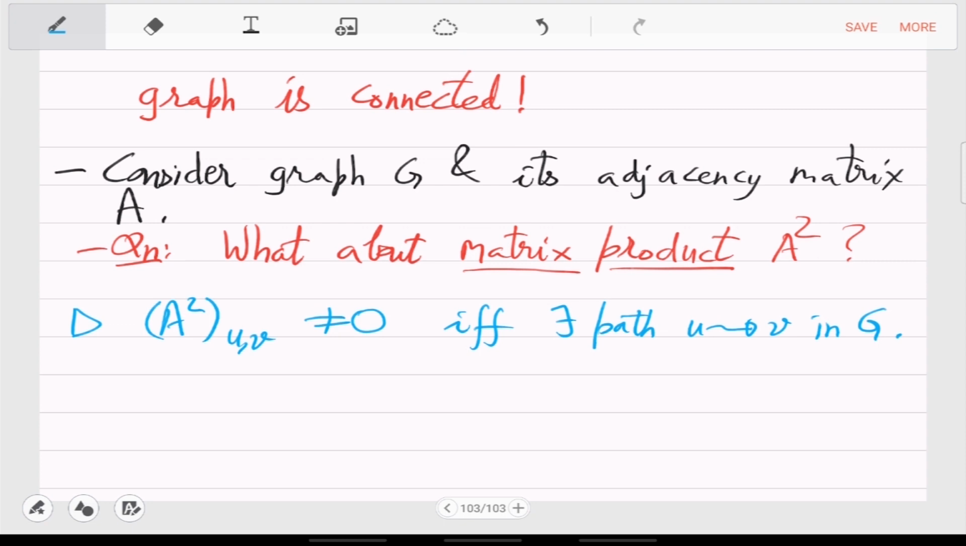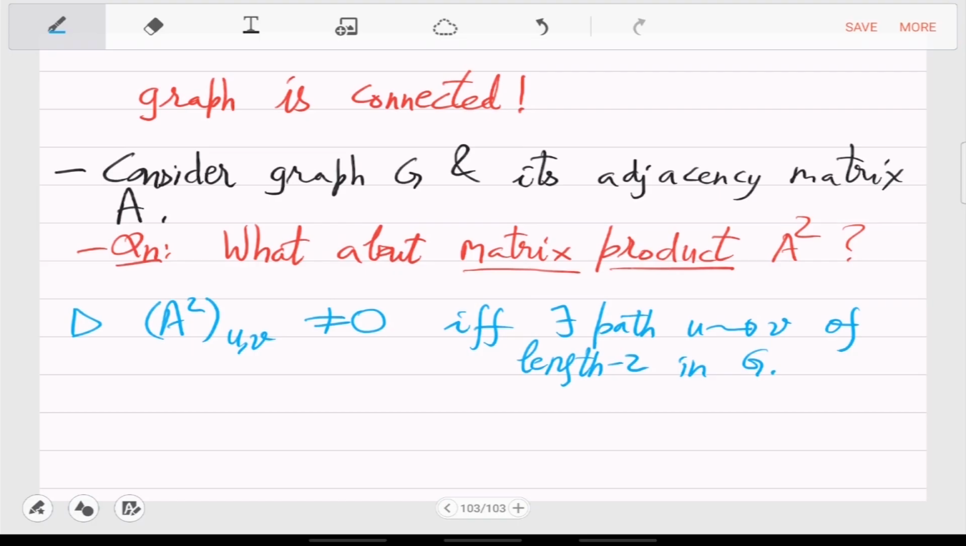U and V are isolated. U is equal to V. Yeah, if U is equal to V, then we have to do something else. So I can say in this statement that U and V are different, or let me not say that, let me specify the conclusion a bit better. There exists a path from U to V of length 2 in G.